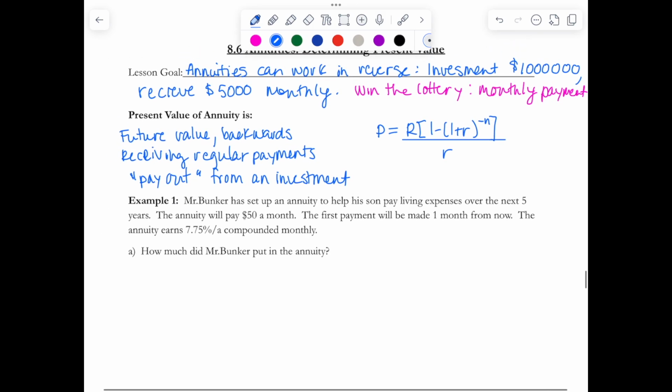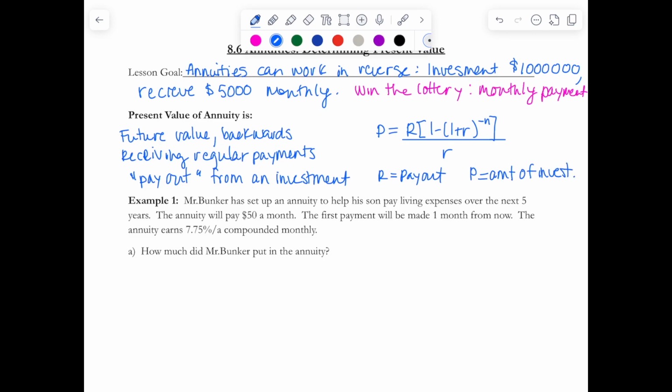Really all of the variables are the same. R represents the regular payments, but instead of a pay-in, this is a payout. R is the payout, and P is the amount of the investment.